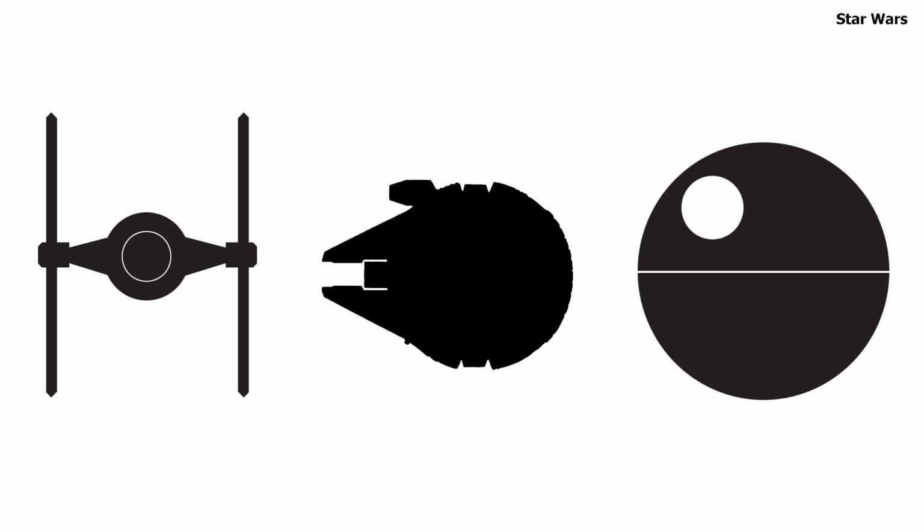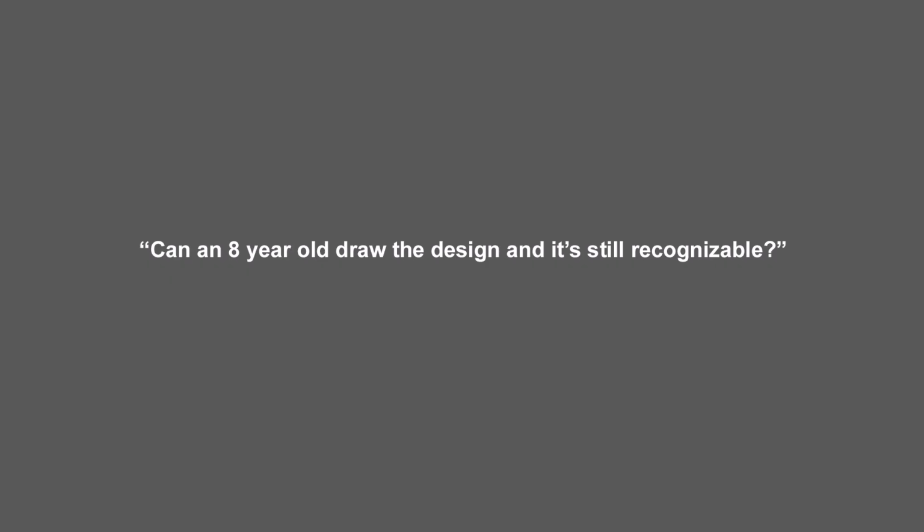So if I show you just the silhouette with no detail in the middle, can you identify what these objects are? And chances are, assuming you've of course seen the films, you can instantly identify what ships these are in the Star Wars universe. And then another way I saw somebody mention it, which I thought was really cool, is can an 8-year-old draw the design and it's still recognizable? And if the answer is yes, again, you've achieved really, really good design. And silhouettes play a big part of that.